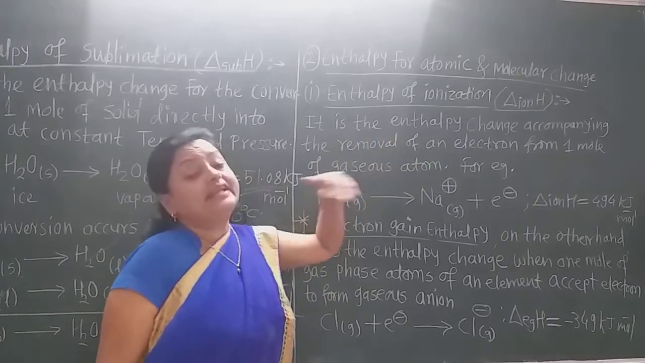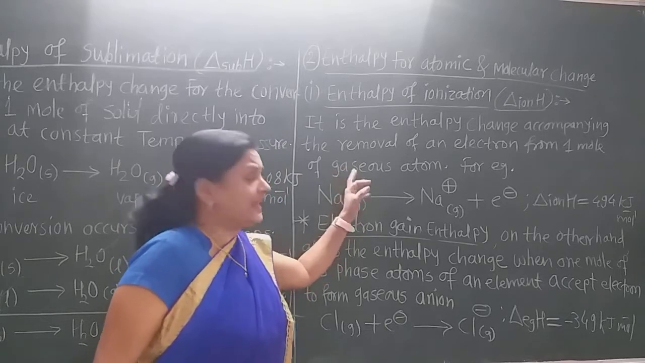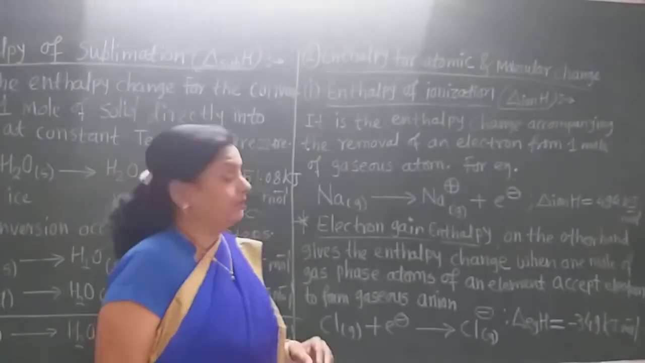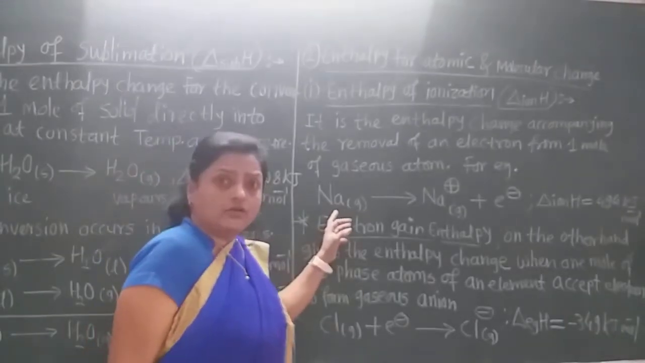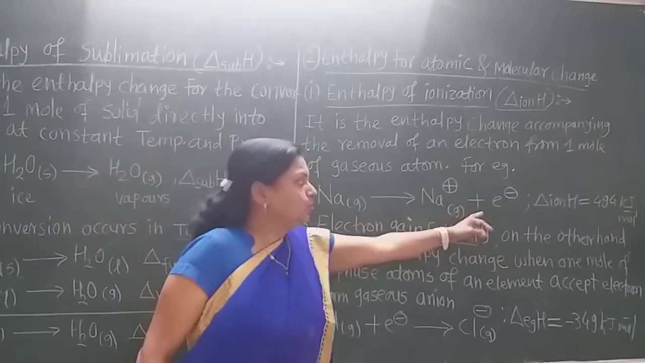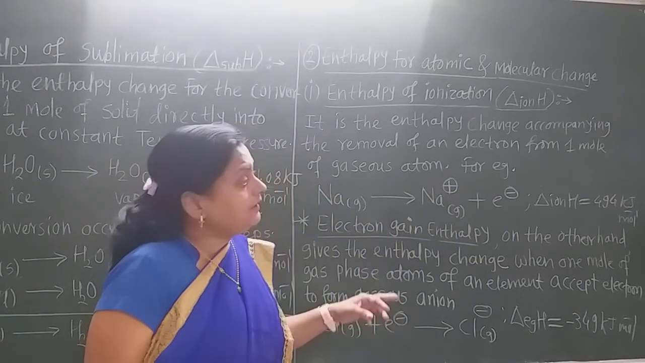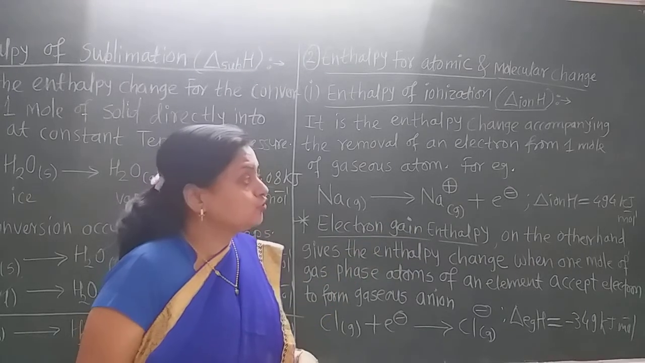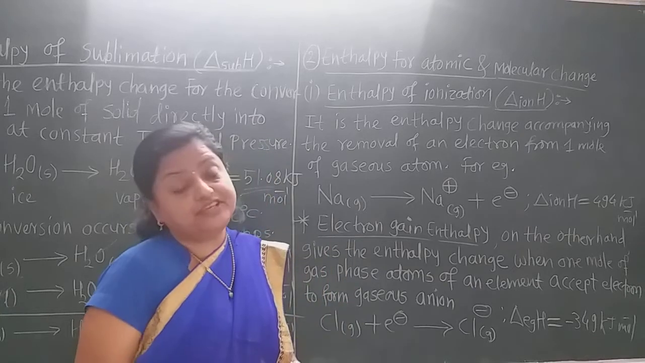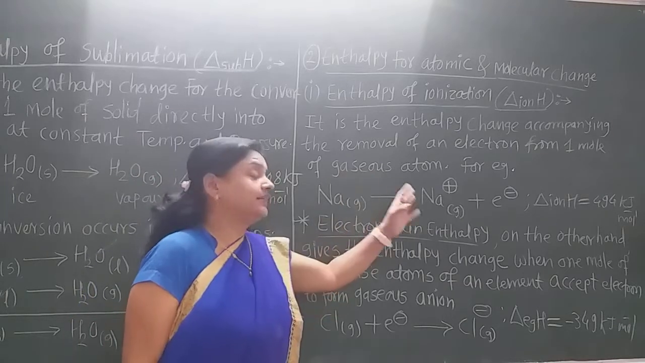So enthalpy of ionization is nothing but the enthalpy change accompanying the removal of an electron from one mole of the atom, and that atom must be a gaseous atom. Then and only then is there removal of the electron. So here the key word is gaseous atom. Now here is the example: one mole of sodium atom in the gaseous form gets ionized. To remove the electron, it forms the positive ion, the cation. At that time 494 kilojoule of heat is required for this conversion, and therefore delta ionization H is equal to 494 kilojoule per mole. Now this is for the formation of the cation.